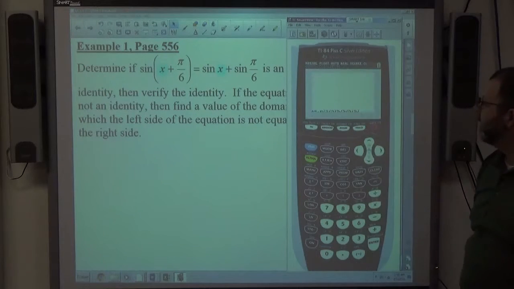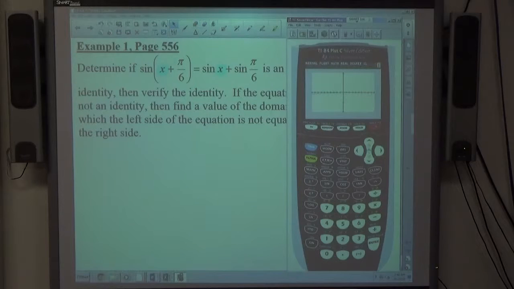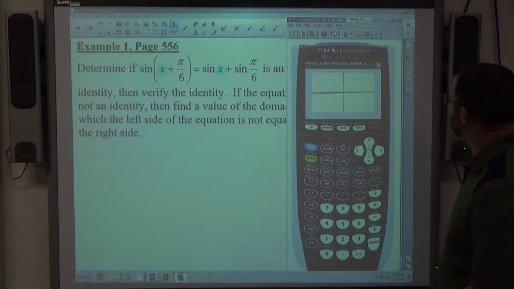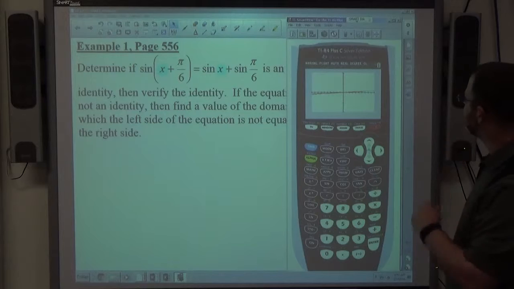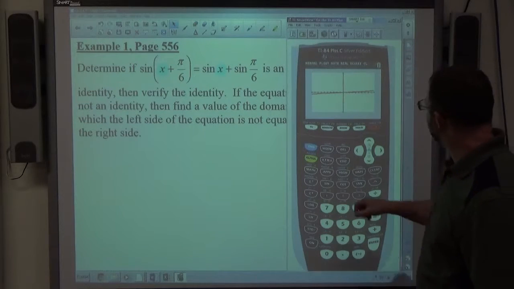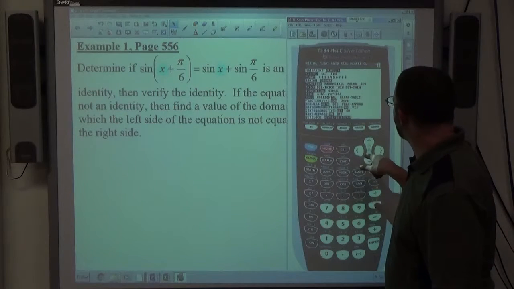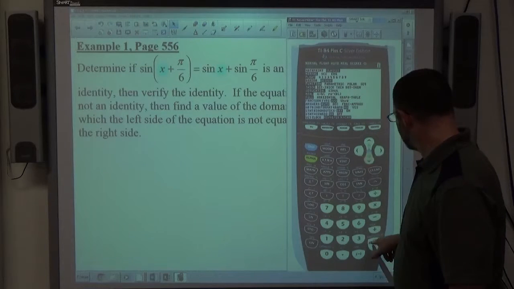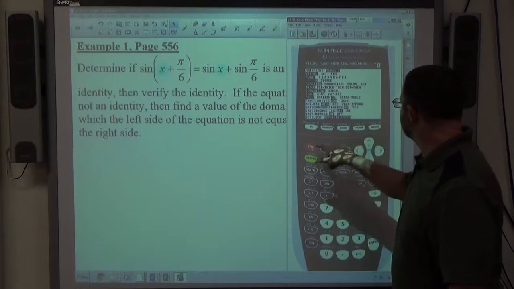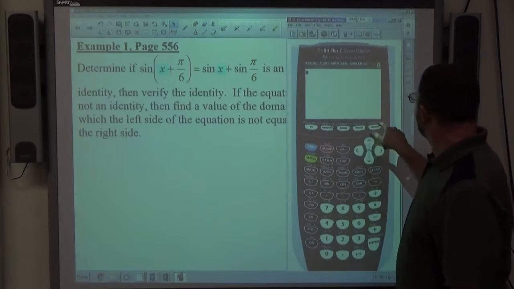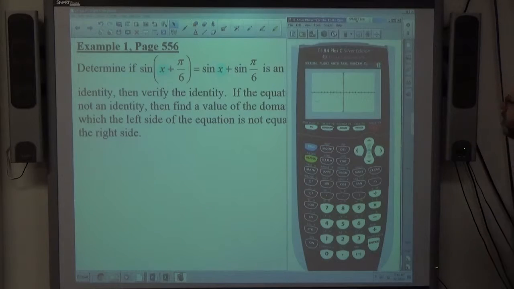Hit graph. Now, the dotted line goes first, and I'm in degrees. So obviously it's an identity because they're exactly the same. Right? Hold on, let me get it into radians so we can hopefully see the real truth, if that happens to be that it's an identity. So now hit graph again. So here's the first one, the blue graph, and there's the red graph, and you can see that they are not the same.